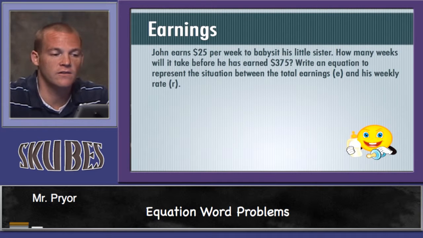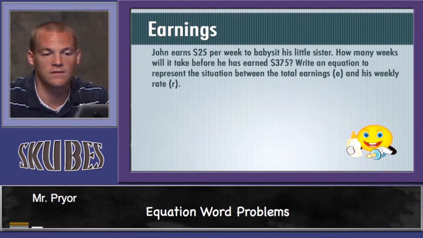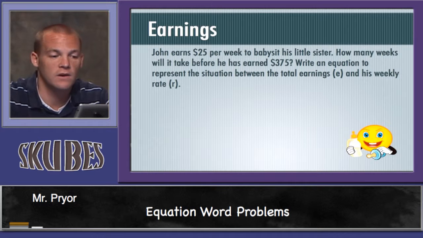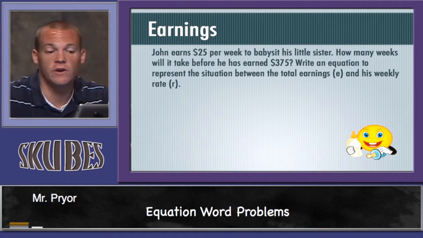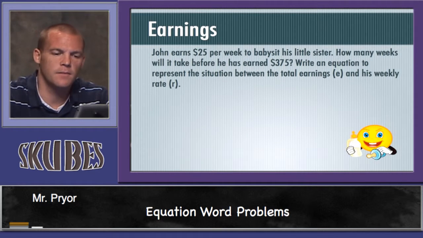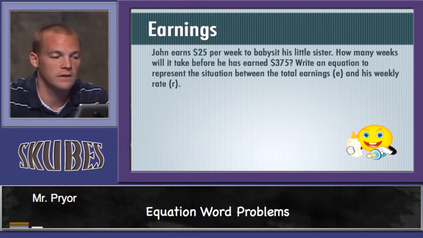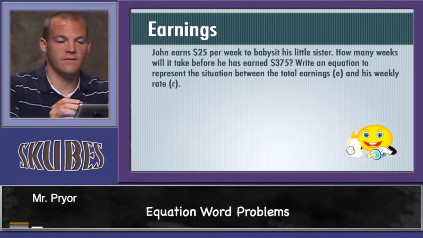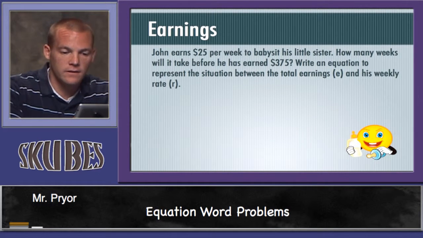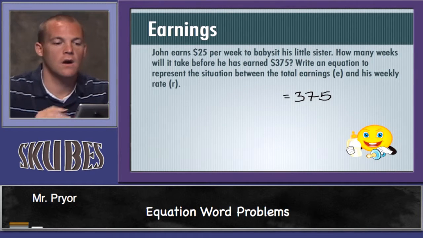The next one says, John earns $25 per week to babysit his little sister. How many weeks will it take before he has earned $375? They want us to write an equation to represent the situation. Now in this case, they give us a couple of variables, E and R, to represent weekly rate and earnings. Well, in this case, they've already given us E, $375. Okay, so that's what's going to be set equal to our other rate.